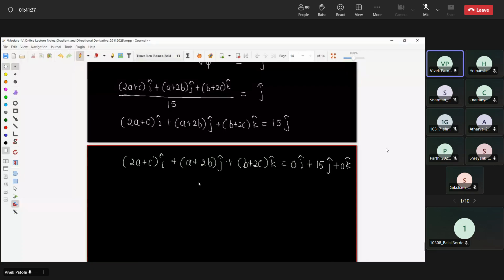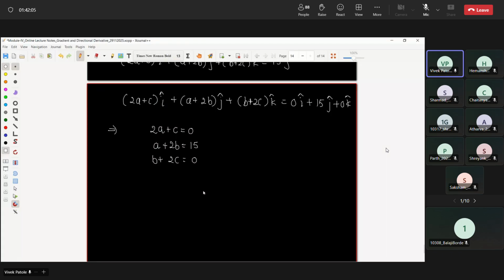Now on both the sides we are having vectors with an equality sign in between them. Okay, so what should happen? Their corresponding components must be the same. Is it? Yes, sir. Their corresponding components must be the same. Therefore, we have 2a plus c equal to 0, a plus 2b equal to 15, sorry, 15 not 0, and b plus 2c equal to 0. So what we got? Here we got three equations in three unknowns. So solving them simultaneously, we will get the values of a, b, c.